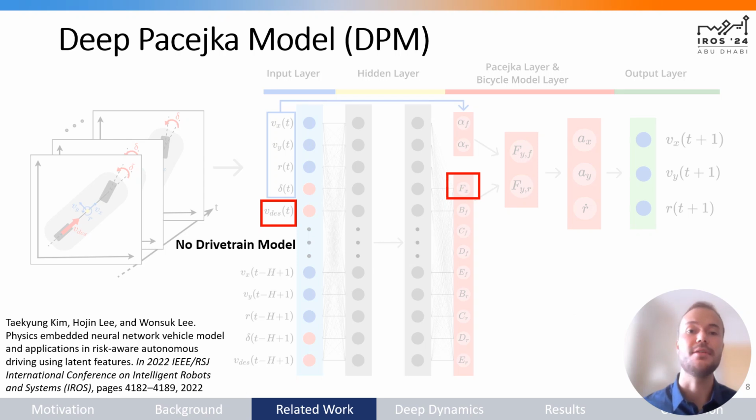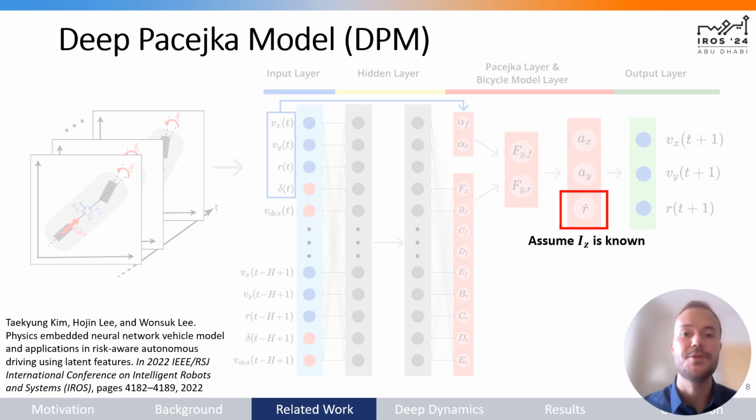The second limitation of the Pacejka model is that it has no physics-based drivetrain model. So here they use the desired velocity as a control input and then use the neural network to predict what force the engine is going to generate as a result of that desired velocity. So the issue here is that we don't have an understanding of how the vehicle's throttle or brakes impact the forces that the vehicle experiences. So if we wanted to have a longitudinal controller use this model, all we can do is use the desired velocity and feed that into a PID controller, which isn't going to be as precise as a model-based controller.